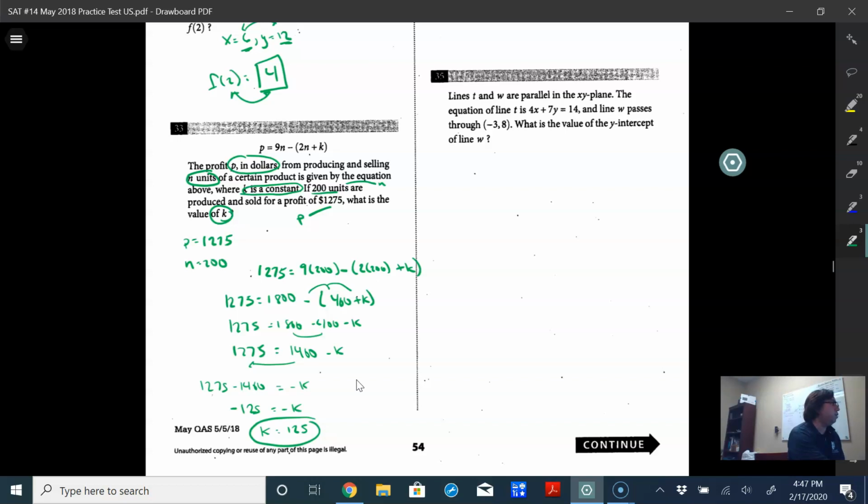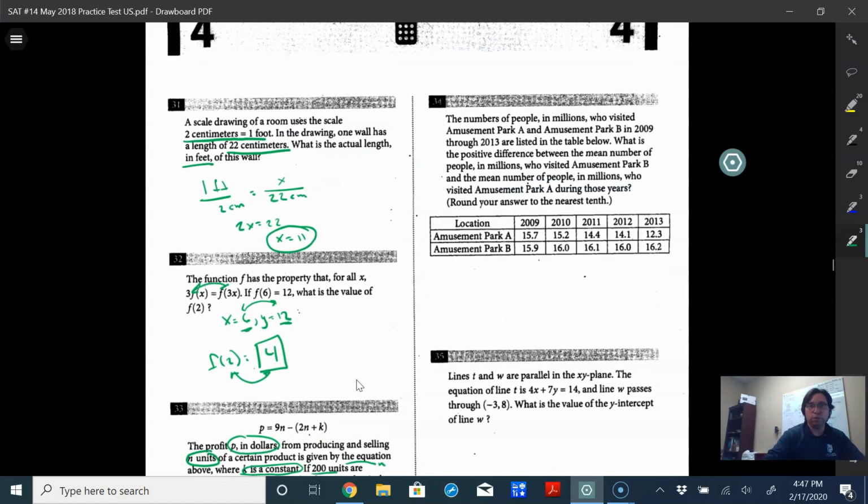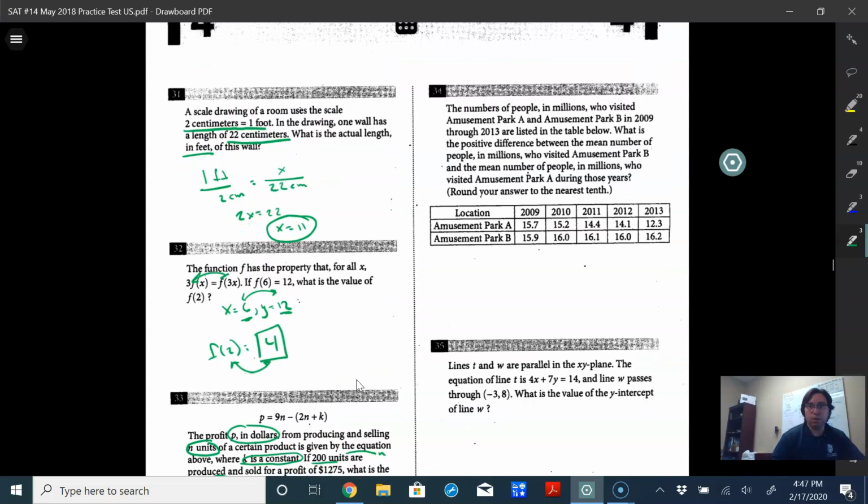Okay, so as we continue to move along here, let's look at number 34. It says the number of people in millions who visited amusement park A and amusement park B in 2009 through 2013 is listed in the table below. So we see all these values here. That's really just stating what's in here, so it doesn't make a difference. So what is the positive difference between the mean number of people in millions who visited amusement park B and the mean number of people who visited park A, rounding to the nearest tenth.